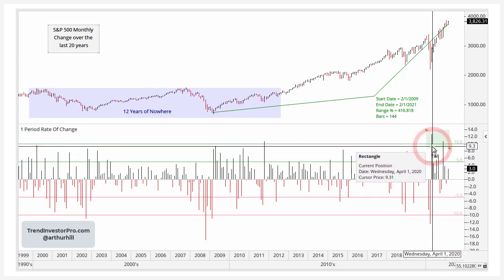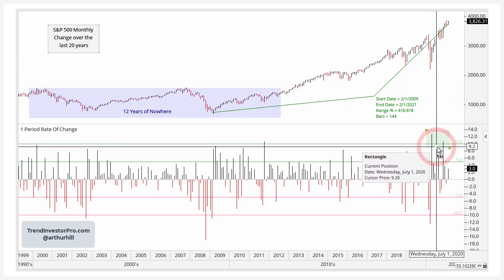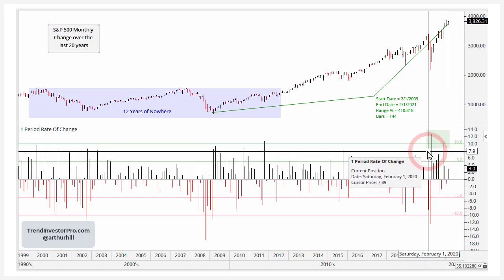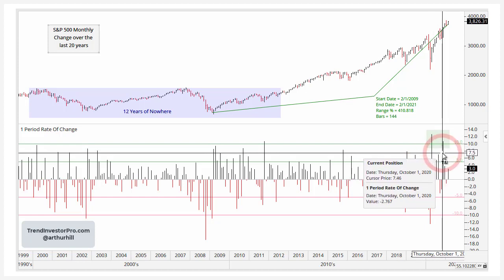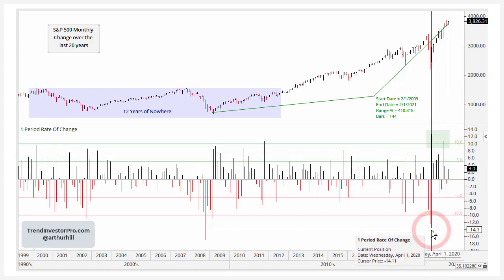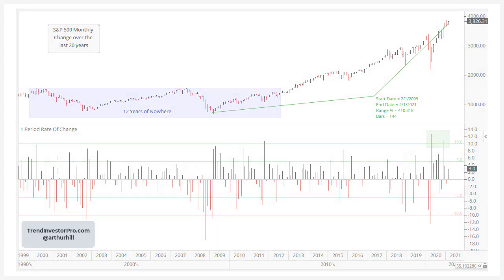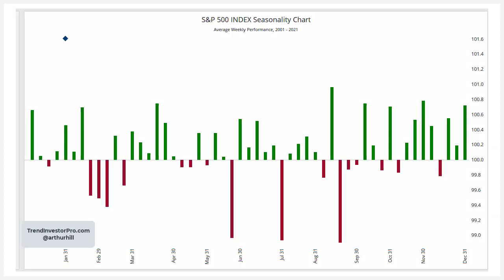Okay, so I got my cursor on, and lo and behold, it's April and November. Double-digit gains in those 2 months. And so that is helping this seasonality. All right, so what about weekly seasonality?